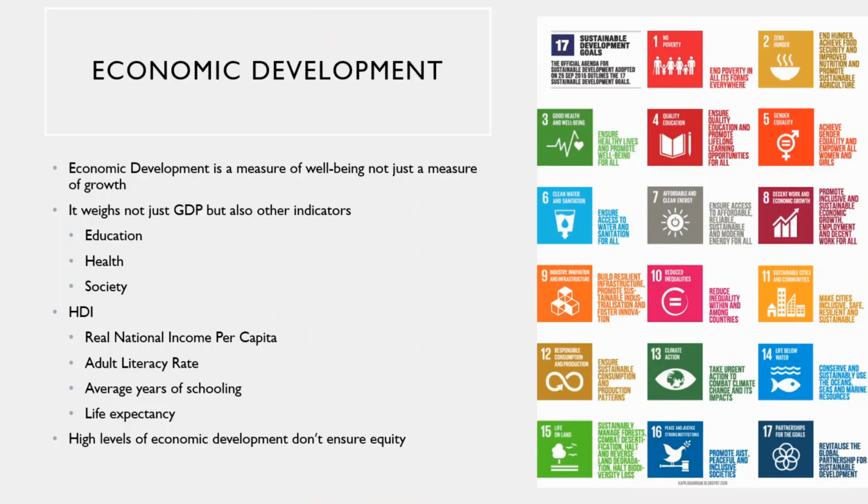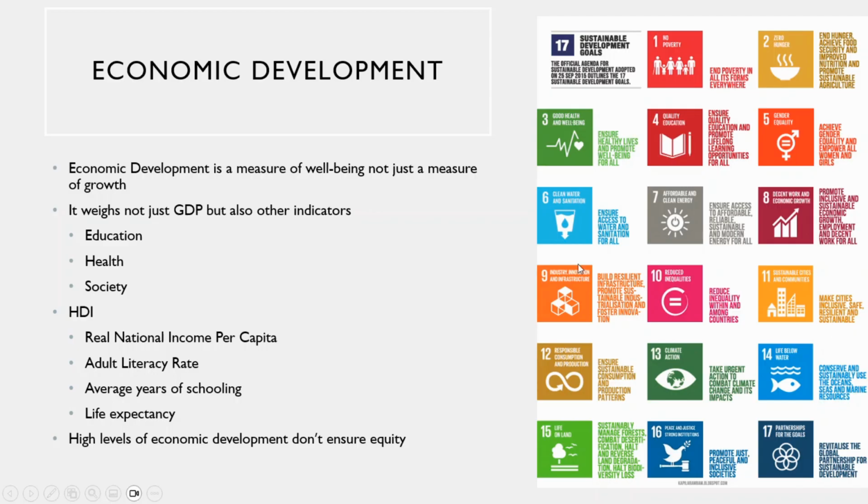Economic development is a measure of well-being, not just a measurement of growth. It weighs not just GDP, but also other indicators: education, health, society. The Human Development Index is one of the big measurements you should know. The HDI looks at real national income per capita, adult literacy rates, average years of schooling, and life expectancy. High levels of economic development don't ensure equity. That is one of the things you should know.